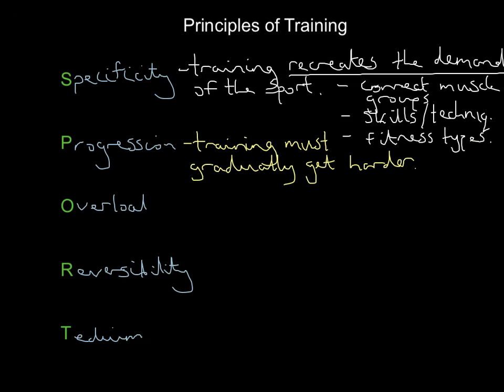Moving on to progression. That's quite brief and short. What is progression? Training must gradually get harder. Okay? The training must progress. What I don't want you to do is fall into the trap of talking about progressive overload. Remember, you're trying to make as many points as you can. If you talk about progressive overload, you are combining progression and overload together, so you're actually minimizing the number of points that you're making. So talk about progression on its own. Training must gradually get harder.